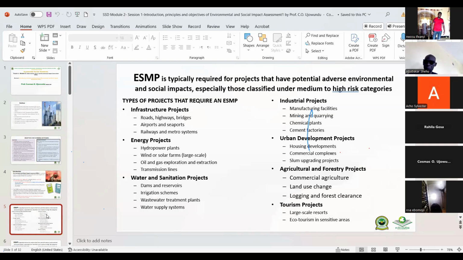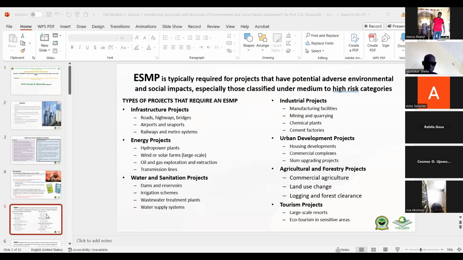So for ESIA, you consider the amount of land that a particular project is going to take. That will determine the category you're going to place it. So some solar farms, not the solar panels you put on your roof. When you talk about solar farms, you're talking about very large scale solar farms, oil and gas exploration, transmission lines.